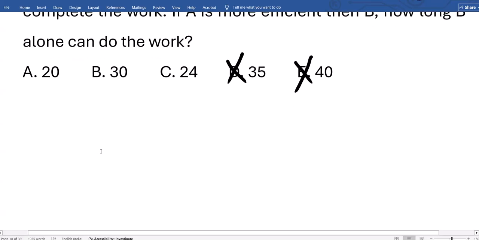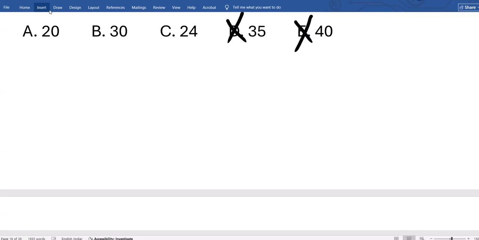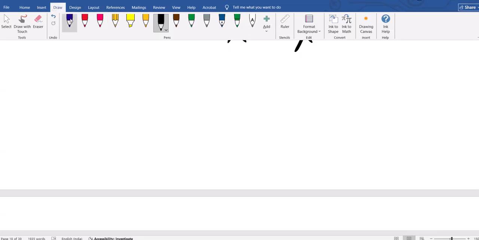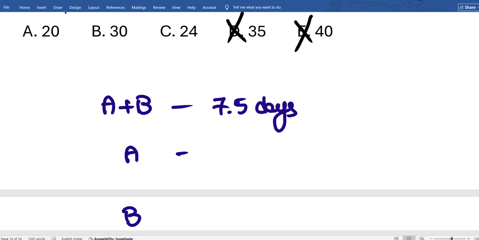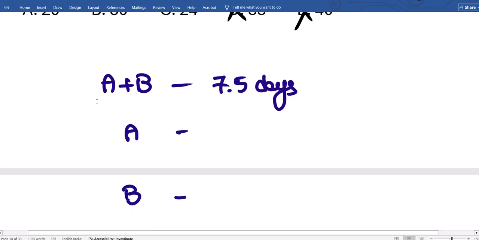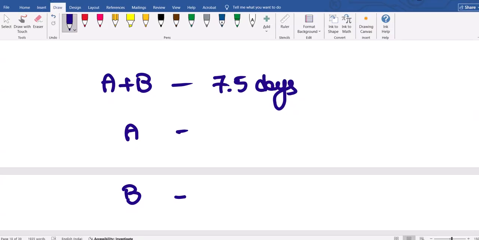Now see, I'll give one approach using trial and error method. Okay, or we can do directly also. That equations will be a bit clumsy for you. I'll give one method where A plus B can complete the work in 7.5 days. Everybody written this point and then stopped. What to do next is what doubt, right? So fine. Okay. Now A alone, B alone. Cool. Now let's see. I'm doing trial and error.